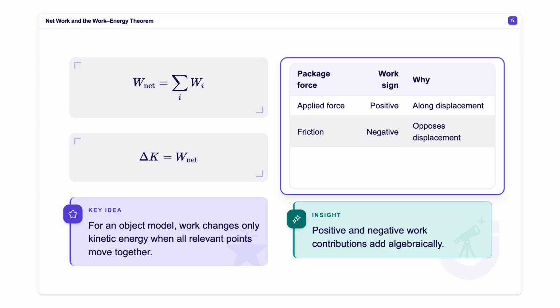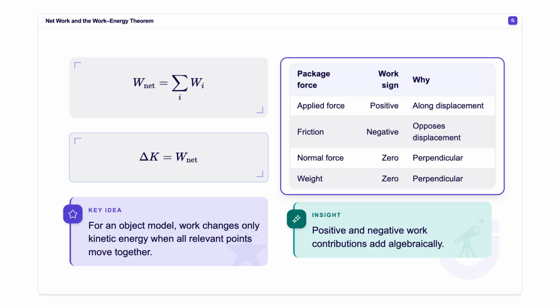Think about the package example. The applied force does positive work because it points along the displacement, while friction does negative work because it points opposite the displacement. The normal force and the weight do zero work here because they are perpendicular to the package's horizontal displacement. They matter for the force picture, but they do not directly change the package's translational kinetic energy through work.